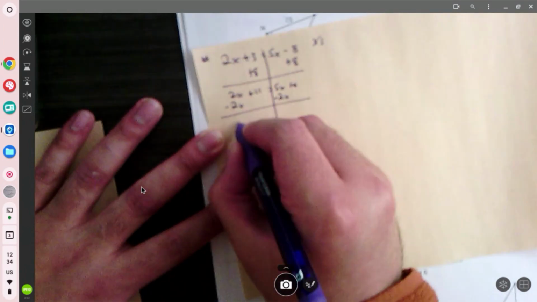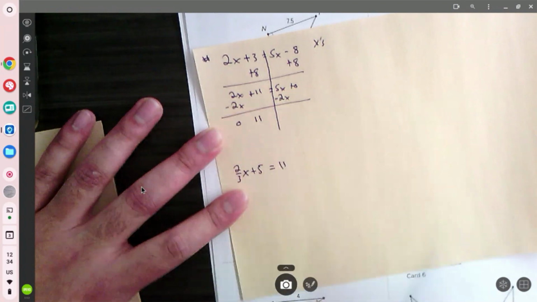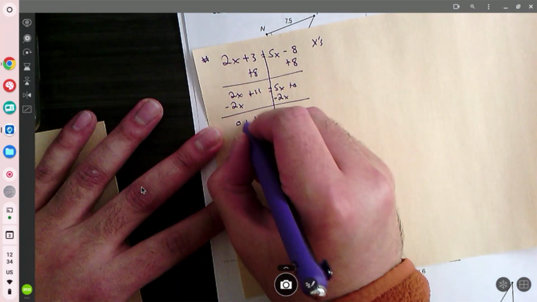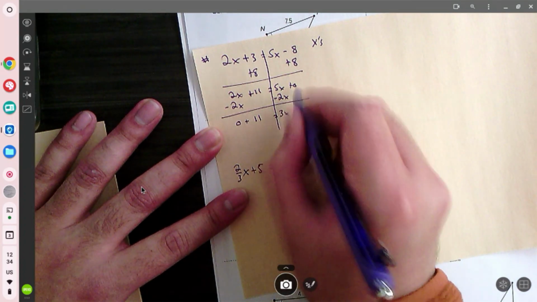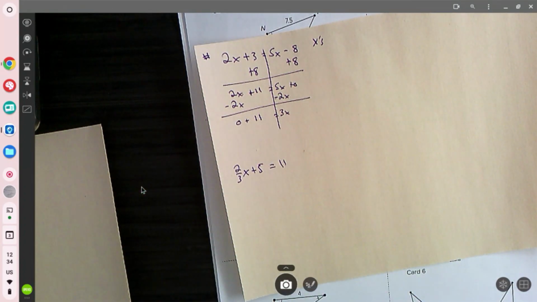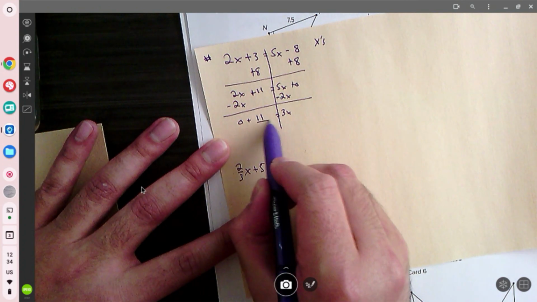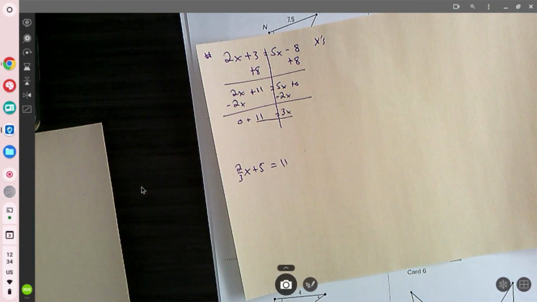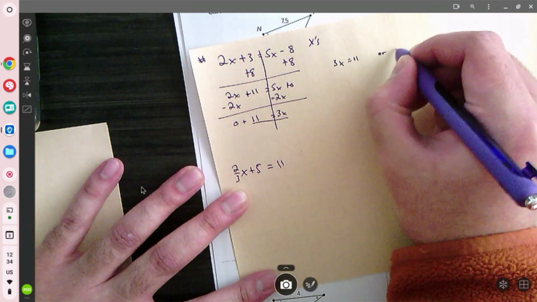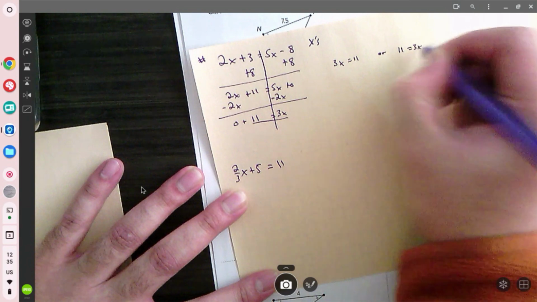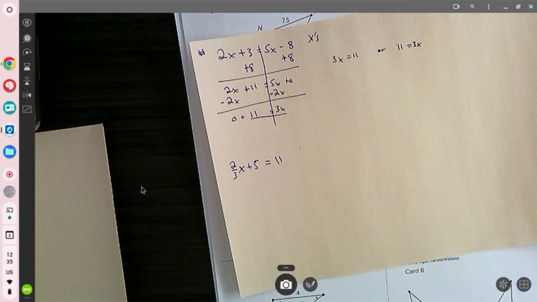2x minus 2x is 0. Bring down the 11. 5x minus 2x is 3x. And we can bring down the 0 or leave it off. So we are left with 11 is equal to 3x. Okay, so there's two ways to write that. 3x is equal to 11, or 11 is equal to 3x. Both ways are true.